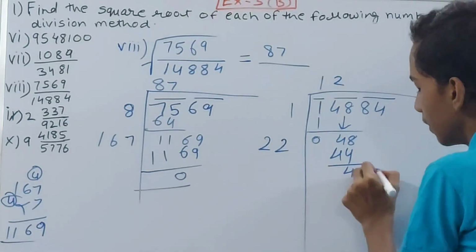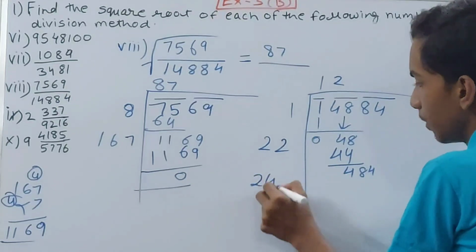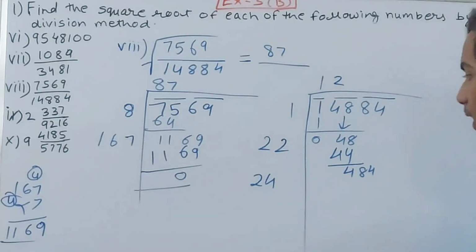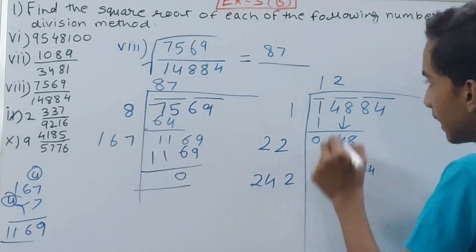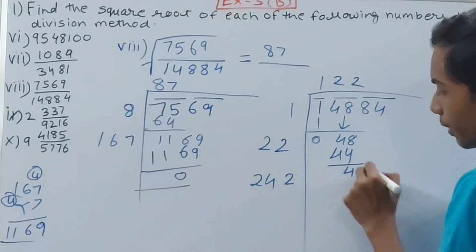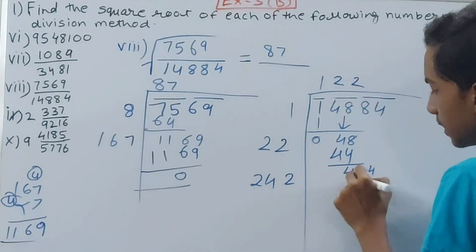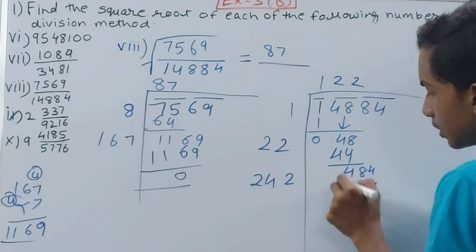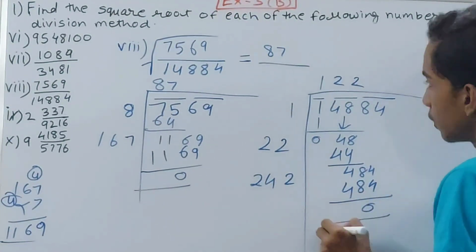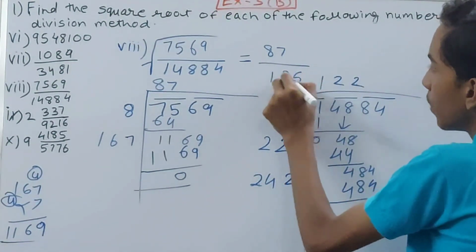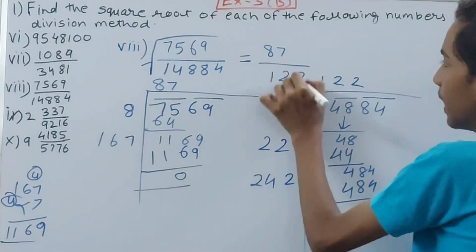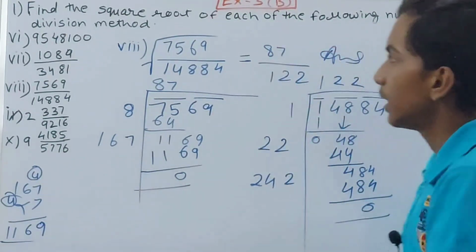And 84. Now here 24. 484 is there. Again, let's see, 2. Exactly, this will cut. See, 2 into 2 is 4. 4 into 2 is 8. 2 into 2 is 4. So you get root 87 upon 122, and that becomes your answer. Now let's move on to the next part.